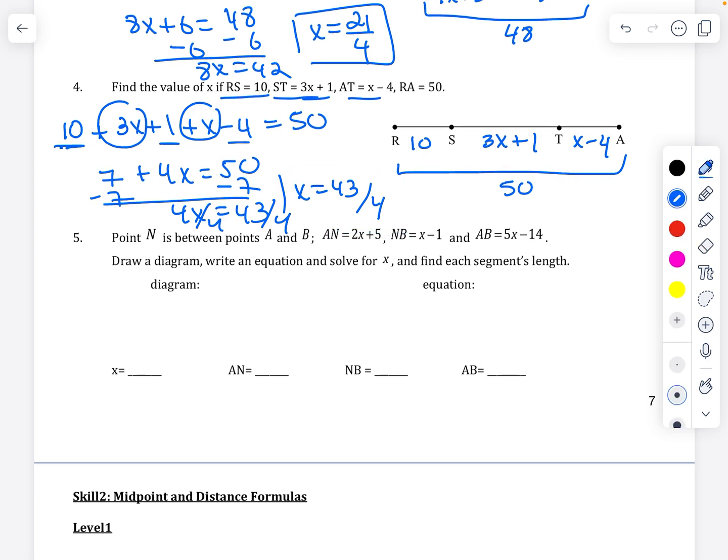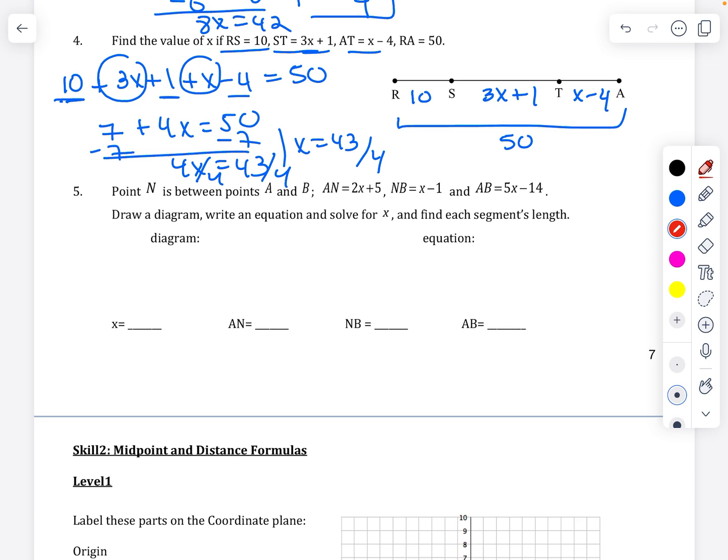Okay, sorry, this is the very last one. Sometimes you may have to draw your own picture. You're just going to do the same thing, and your picture is just going to be a line. The only thing you have to be careful about is putting the letters in the correct places. It says point N is between A and B. So that means A and B are at the ends, and N is somewhere in between. We don't know exactly where it is, and you don't have to figure it out as long as it's somewhere in between them.